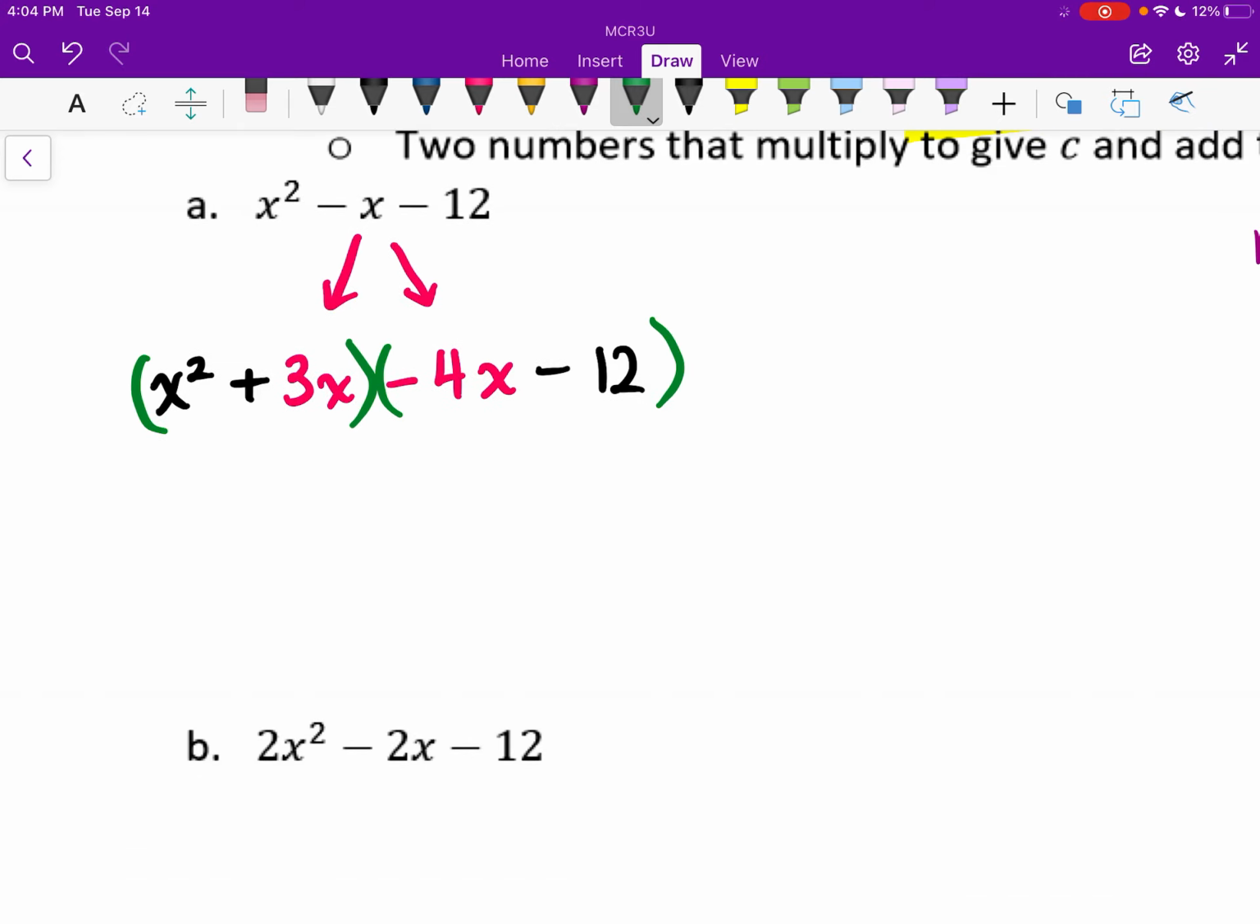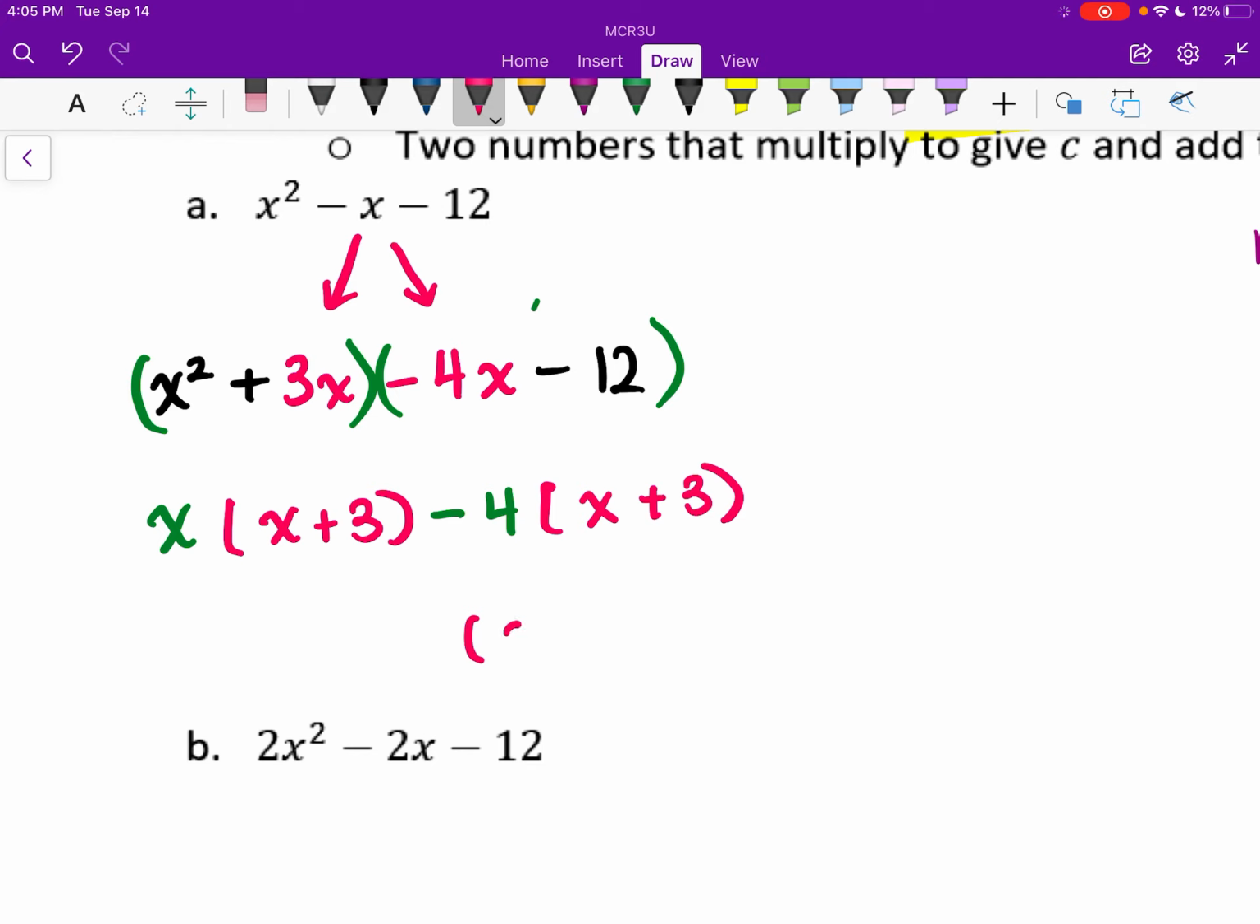So then I can pull out stuff from here. From this one, I like to pull out the x. I'm left with, in the middle, x plus 3. I'm going to pull out the -4 from this one, and I'm left with x plus 3 again. These two are the same, so I'm going to say x plus 3, and then the outside one is going to be just x minus 4.